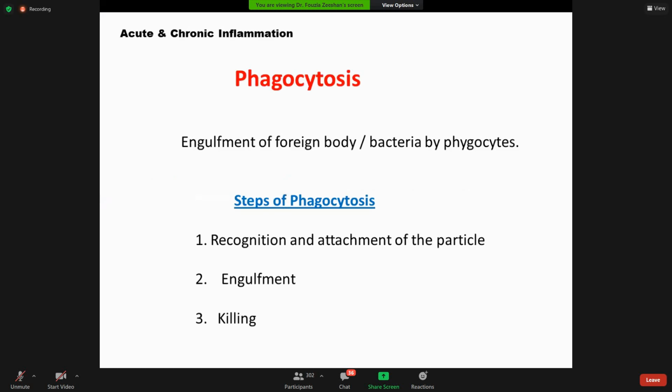Phagocytosis is basically the process of engulfment of a foreign body. In this process, the bacteria are recognized by the immune system of the human body, they are engulfed, and finally they are killed. So the stages of phagocytosis comprise, first, the recognition and attachment of the particle, then engulfment, and then killing. Let's discuss in detail.